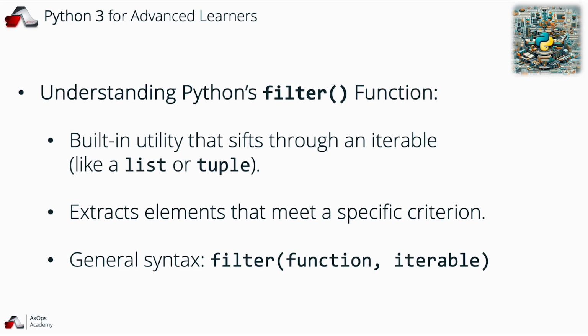The syntax of the filter function is as follows. You have filter, followed by the first argument being the function to pass, and the second argument being the iterable itself. The function here refers to a function that tests each element in the iterable for a specific condition. An iterable refers to the sequence, such as a list or a tuple, which is the data to be filtered.